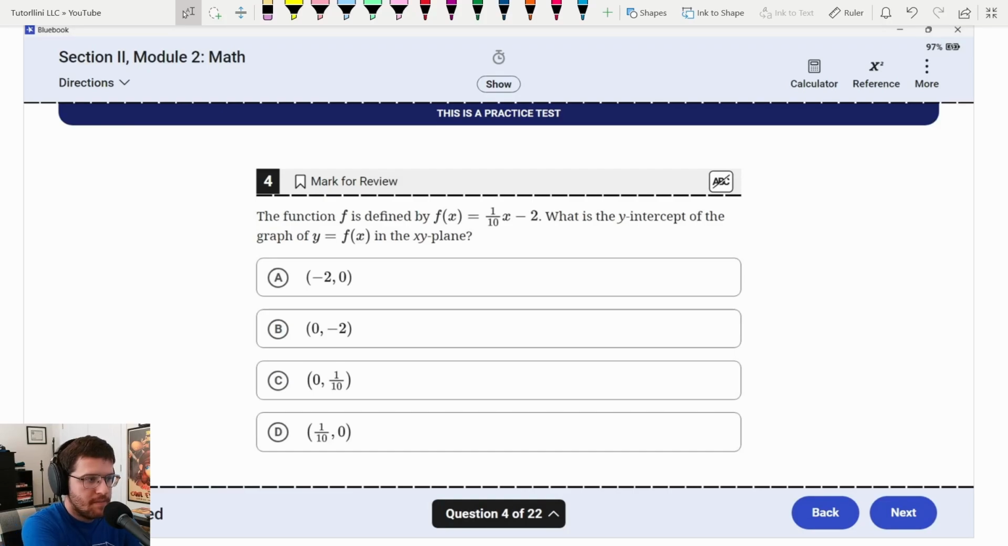Okay, question 4. So when we have y equals mx plus b, b is the y-intercept. So here I see that b is -2. Y-intercepts always have an x value of 0. So the y-intercept is 0, -2, which gives us answer choice B. We can also do this on Desmos, so let's go do that.